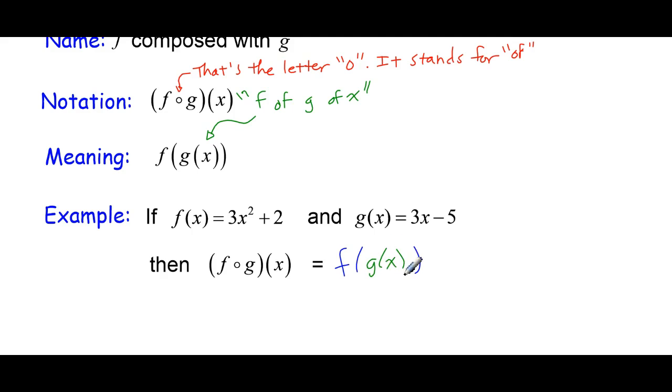I'm going to try to color code it here to help you see what's going on. G of x is a thing that is getting plugged into f. And you know how to plug things into functions. If you're supposed to plug in for x in the function f, then that means wherever x is, plug in for it. So it's 3x squared plus 2. Well, where the x used to be, plug in what g of x is. Okay, what's g of x? Well, g of x is 3x minus 5.